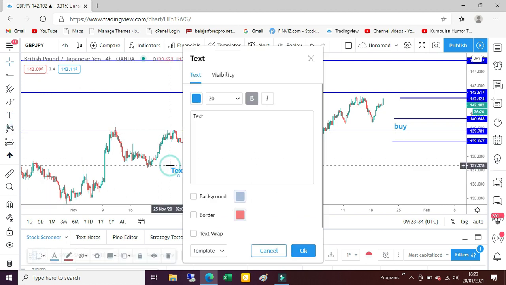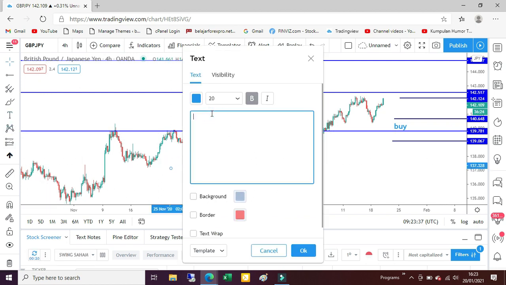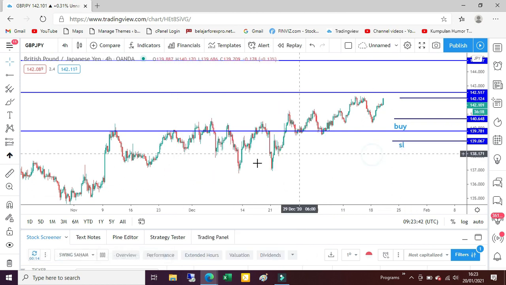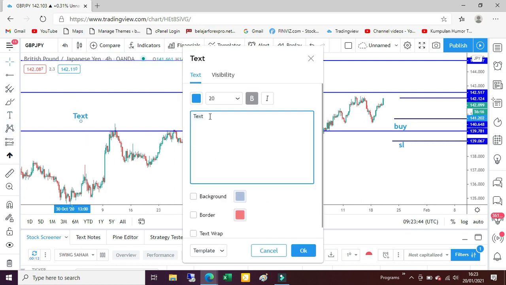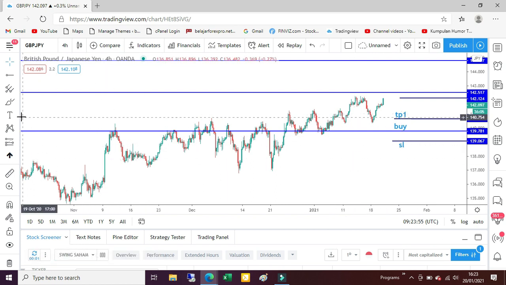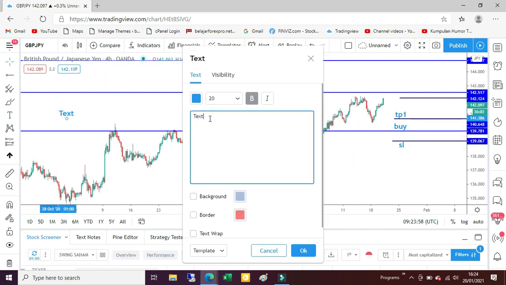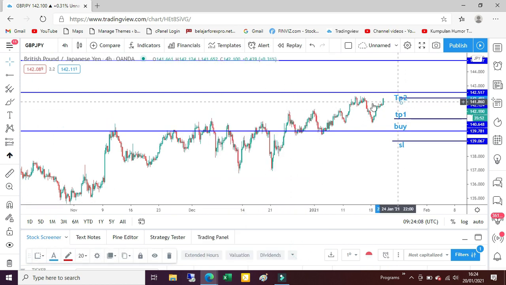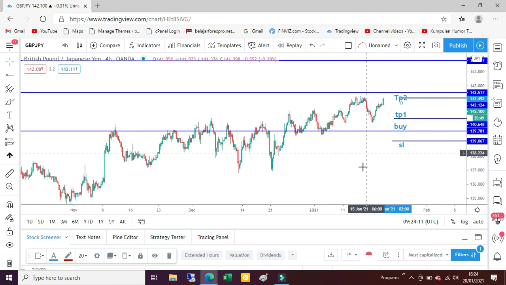Buy and stop loss. Stop loss here. Target profit 1. Target 1. And target profit 2 before this line, before the resistance line. Okay.